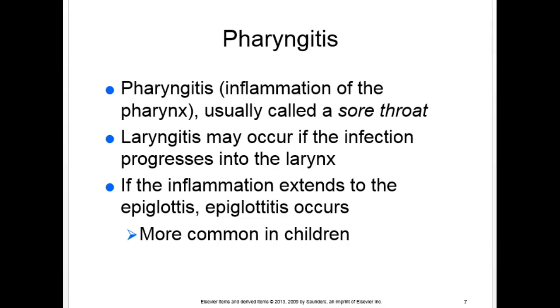Dysphagia is also present with discomfort when swallowing one's own saliva. If the patient has laryngitis, the voice may become hoarse or absent. The usual course for uncomplicated pharyngitis or laryngitis is usually 3 to 10 days. A throat culture is often done to confirm or rule out strep infection.